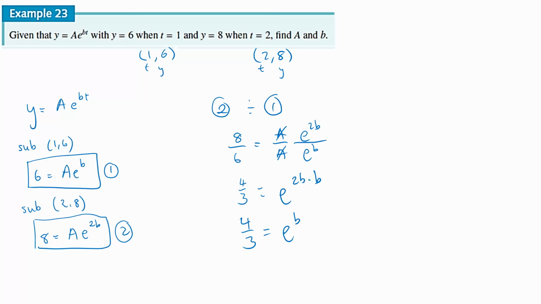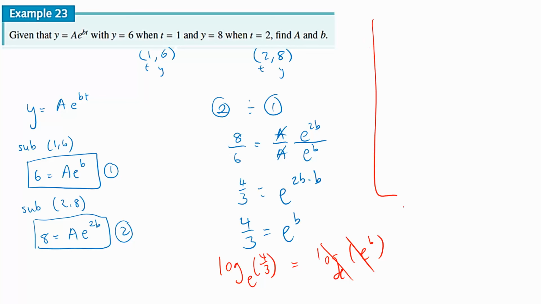Exponential base E, so log both sides with the same base. I'm going to say log both sides: log base E of 4 on 3, and then log base E of E to the B. Those two cancel out, they're inverse operations. Therefore, B is equal to log E of 4 on 3. There we go. Good. And now we're going to find A.